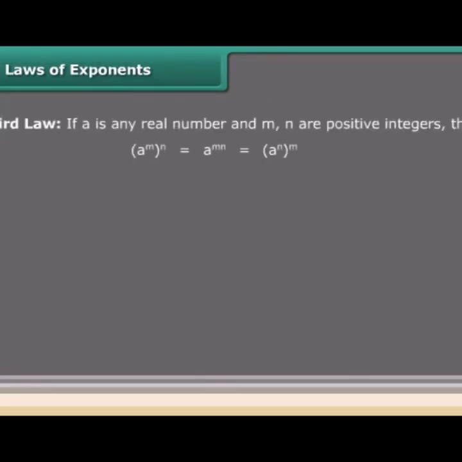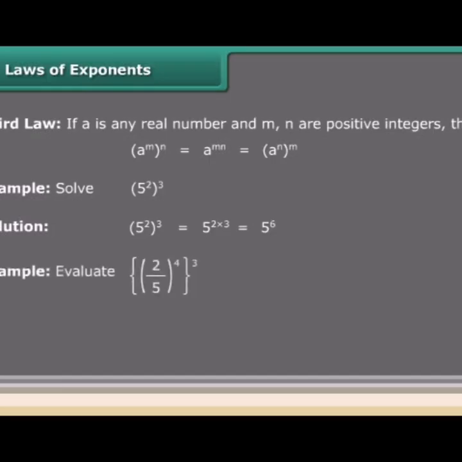Third law: if a is any real number and m, n are positive integers, then (a^m)^n = a^(mn) = (a^n)^m. Example: solve (5^2)^3. Solution: (5^2)^3 is equal to 5^(2×3), which is equal to 5^6.